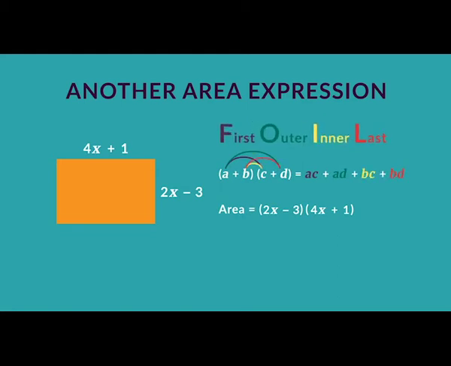Then add the results. So in our example, we have 2x times 4x is 8x squared. 2x times 1 equals 2x, minus 3 times 4x is minus 12x, and minus 3 times 1 equals minus 3. Now we add the like terms. 2x and minus 12x to get 10x. The final result is 8x squared minus 10x minus 3.